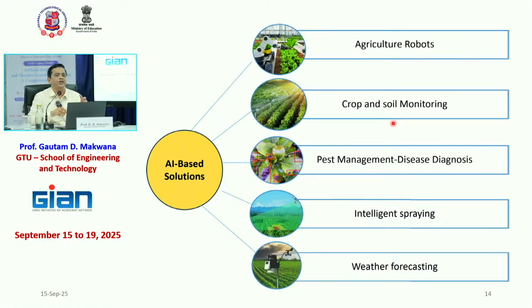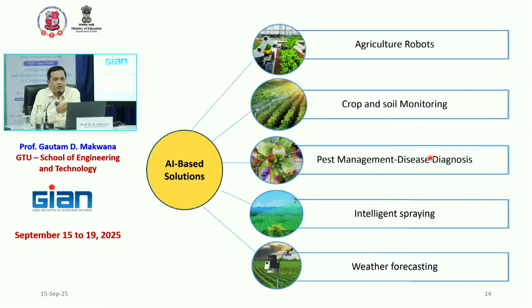We have to monitor the growth of the crops and monitor the nutrients in the soil. So this will give better yield. That can be done through AI, pest management and disease diagnosis. So for disease diagnosis, as per the record, more than 20 to 40% of the crops will be damaged because of disease. Okay, because there are many factors that affect the disease in the plant.